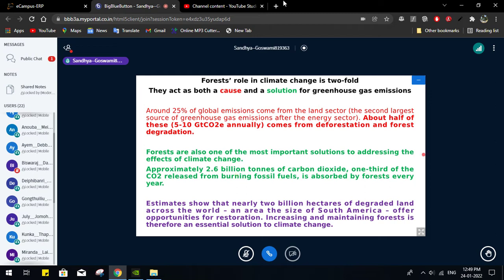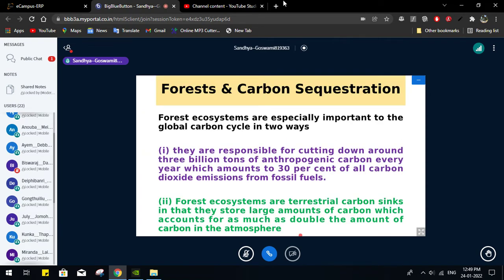And here lies the role of forest. Forest can absorb carbon dioxide in its biomass as well as in its soil. Then, forest ecosystems are especially important in two ways. Number one, they are responsible for cutting down 3 billion tons of anthropogenic, meaning human activities, release of carbon dioxide every year. Around 30% of that can be reduced by forests. Then forest ecosystems are terrestrial carbon sinks.